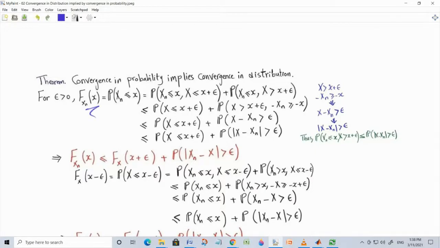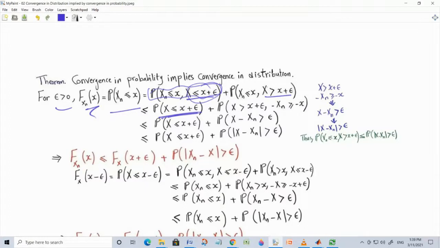That's the CDF of Xn, and of course you pick an epsilon greater than 0. The CDF is the probability that Xn is less than or equal to x. You use the law of total probability, and you add two events: X, the candidate limit, less than or equal to small x plus epsilon, and X greater than x plus epsilon. What we will try to do is to upper bound. For this term, the probability of A intersect B, an upper bound will be this second term here.